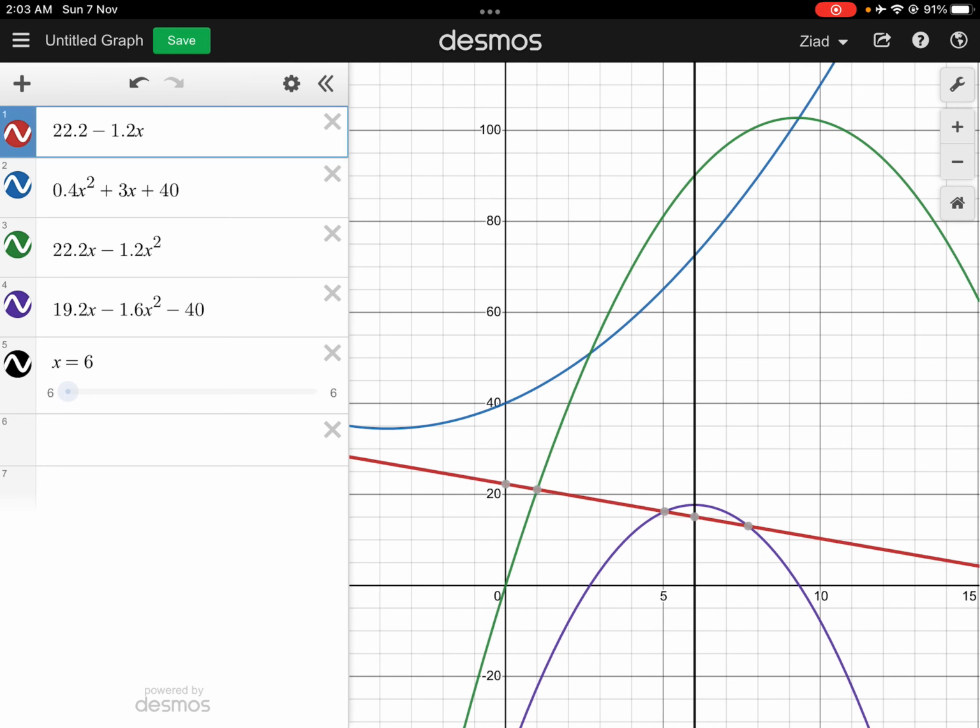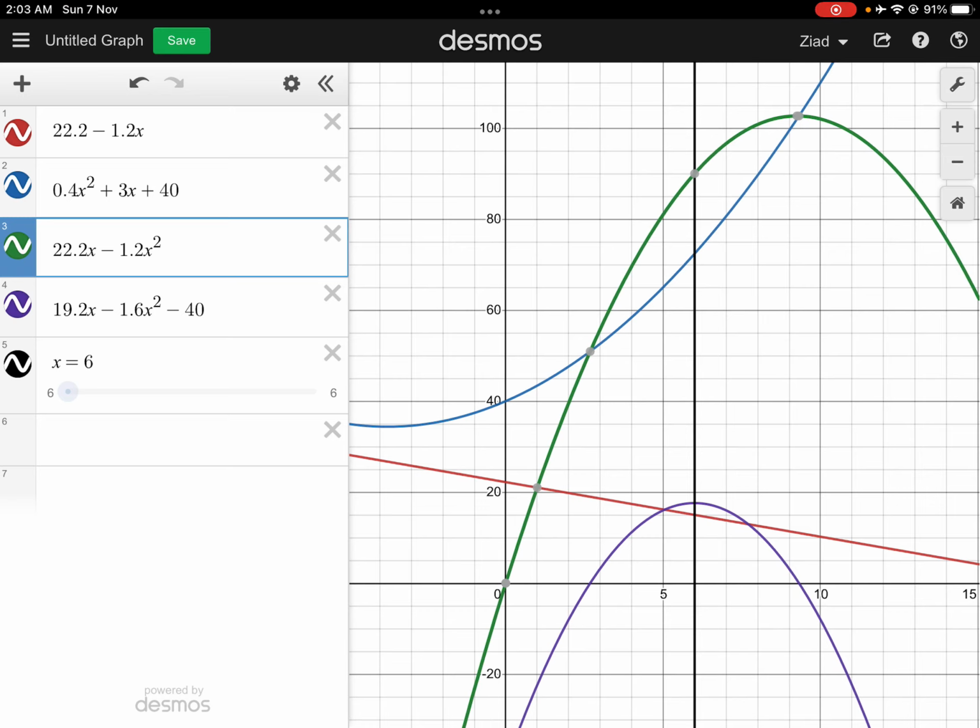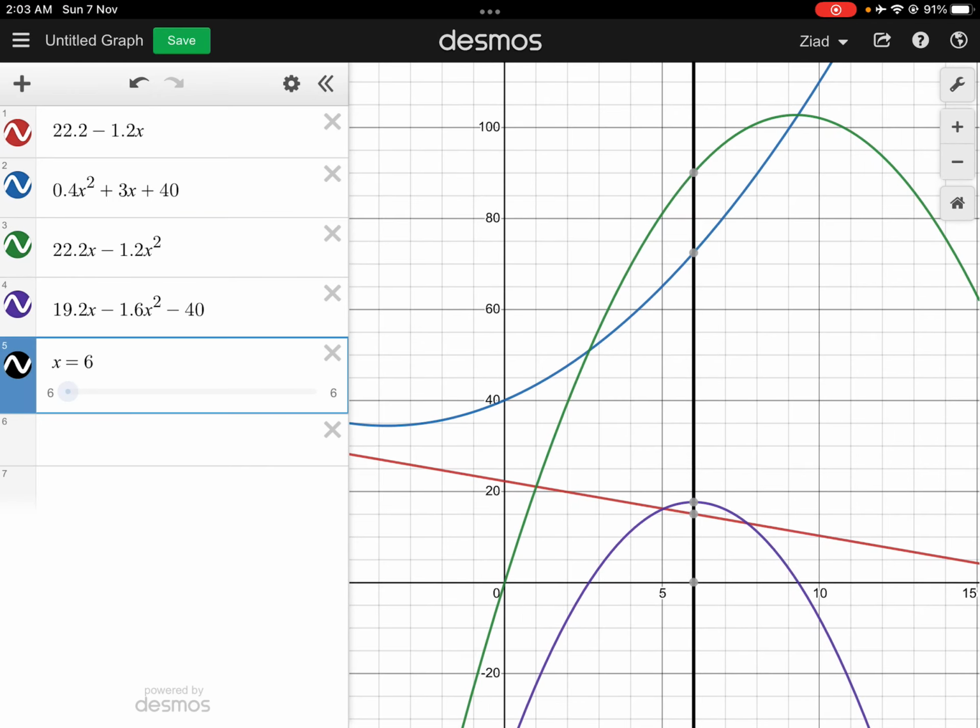Okay, and of course, if you want to see all of them at 6, so at 6 we have the first, let's do the revenue is the green. So the revenue is 90,000. Let's do all of them. Yeah, the revenue is 90,000. The cost is 72.4 thousand. The profit is 17.6 thousand. Notice now 17.6 plus 72.4. That's the cost and the profit. If you add them, you'll get 90, which is the revenue.